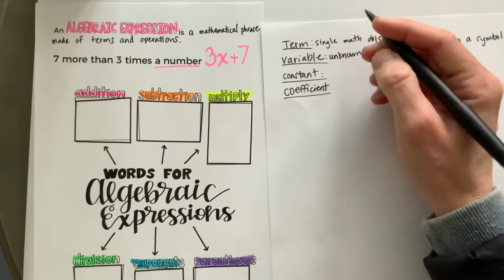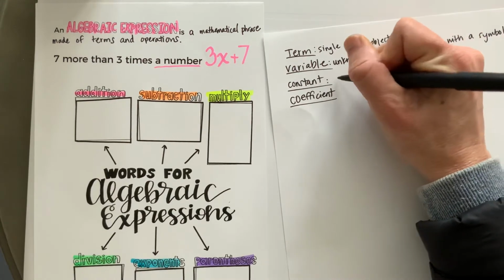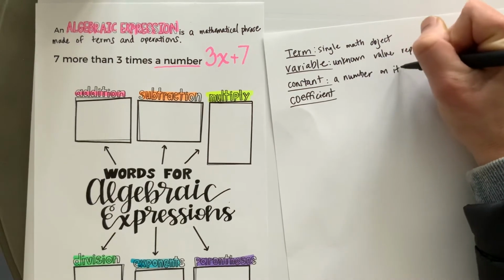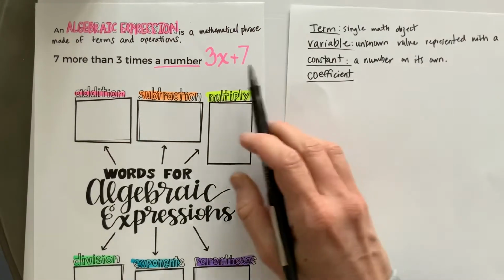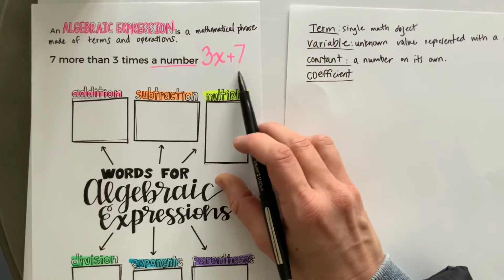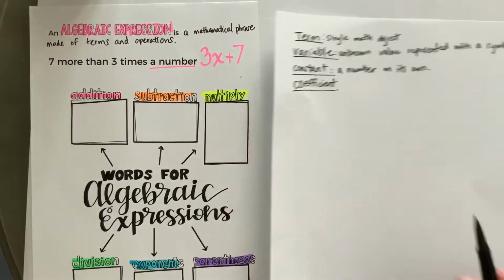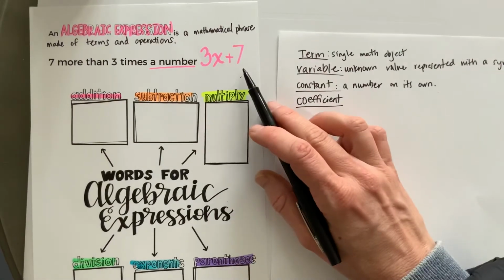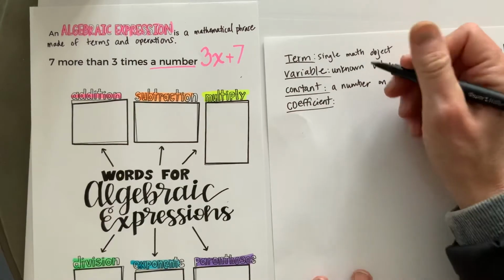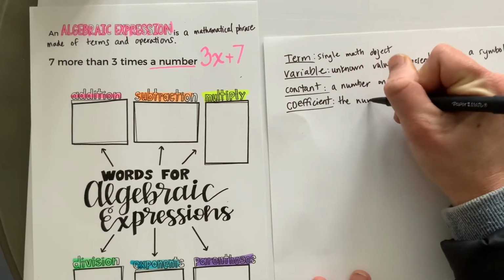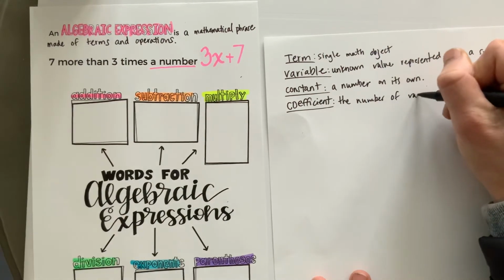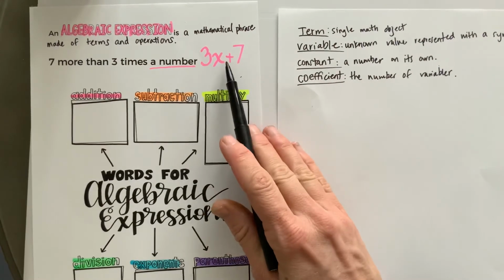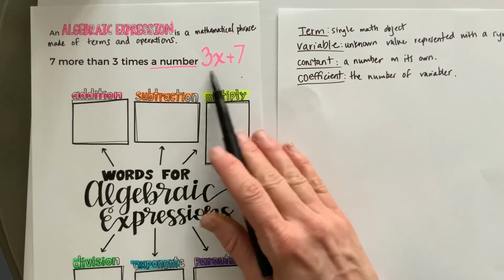What is a constant? A constant is a number, and we'll just say on its own. So not next to the variable. So in this expression, the 7, that's called a constant because it's just a regular old 7. So a number on its own. And just so you know, those numbers can be positive or negative. All right, and then we have a coefficient. And this would be the number of variables. Or it's basically a multiplier of that variable. So 3 times x. So this means that we have 3 x's.